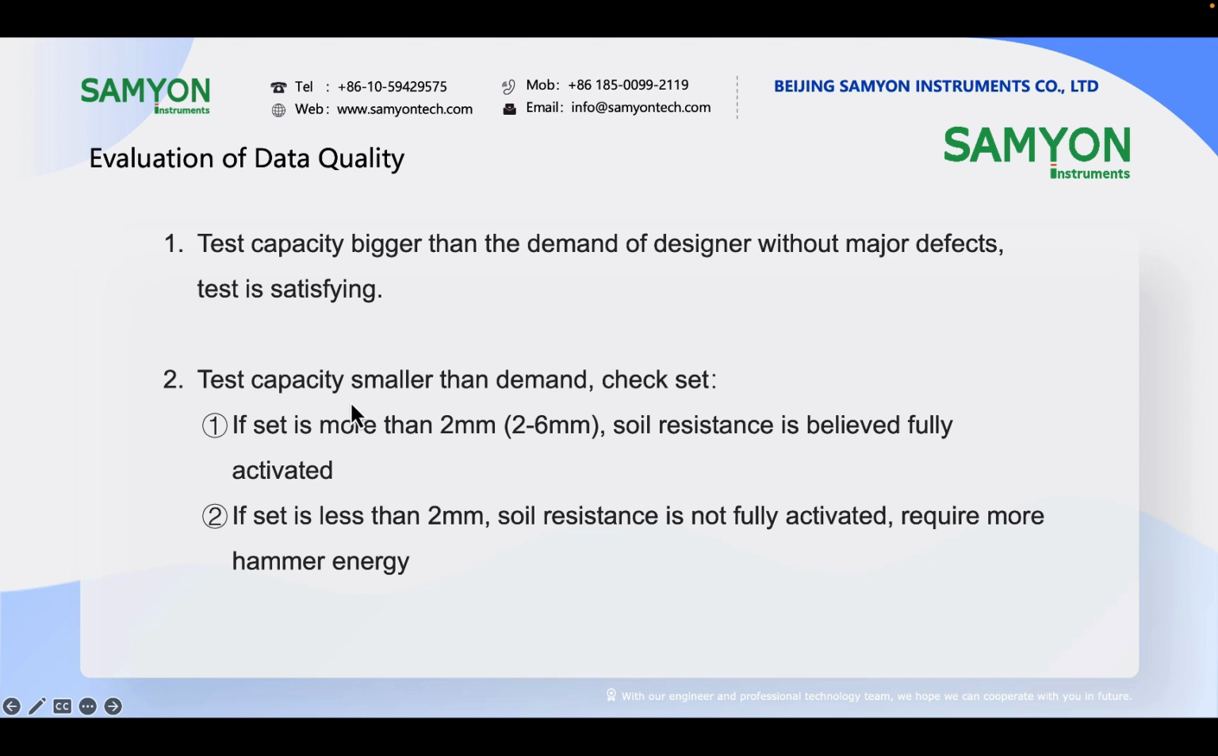But if the test capacity is smaller than demand, then we need to check the set. If the set is more than 2 millimeters, say 2 to 6 millimeters, then we can believe that the soil resistance is fully activated. But if the set is less than 2 millimeters, then it means the soil resistance is not fully activated. Then we may need more hammer energy to activate more soil resistance. We can either increase the hammer weight or increase the hammer drop height to get more hammer energy.